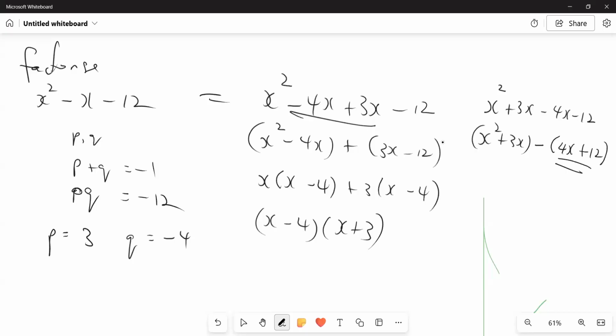An alternative is you can do this. You can do x squared plus 3x plus, and in the bracket put minus 4x minus 12, right? It looks ugly for now, but it's going to work out eventually. But to avoid all of this, put a minus 1 in front here. You know? And save yourself that worry.